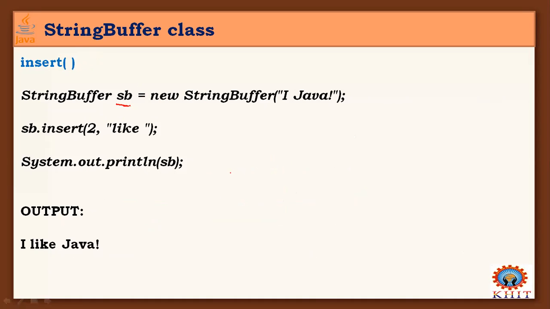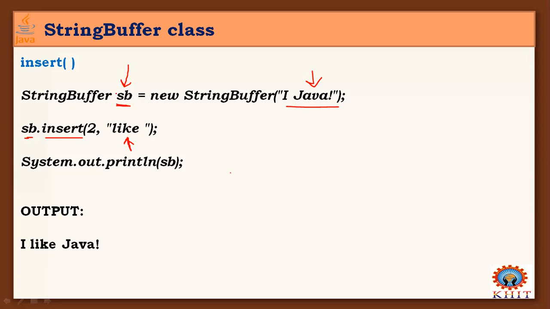So here I have a StringBuffer object sb, initialized with one string value, that is "I Java!", right? Here I want to invoke this insert method to insert "like " with a space. This is one string, a substring, to be inserted into this string object. Why? Because the string object is invoking this method, right?